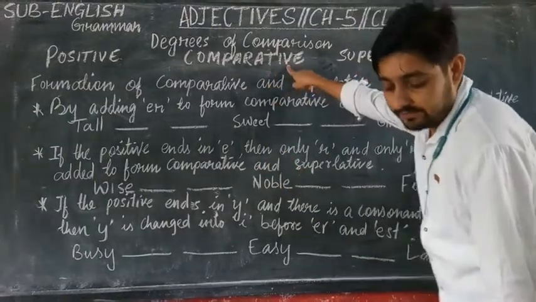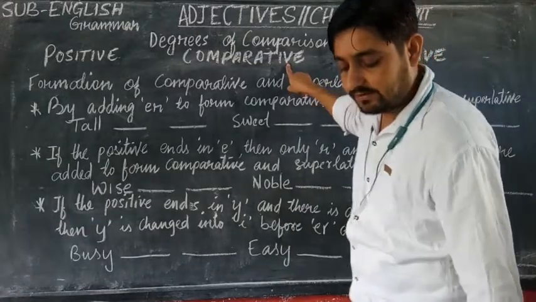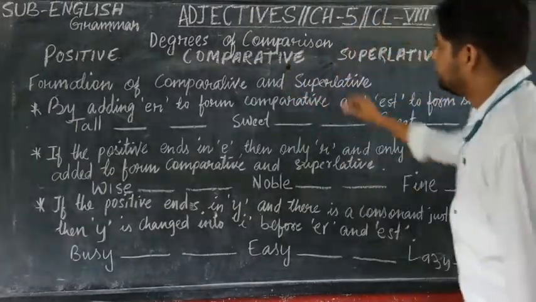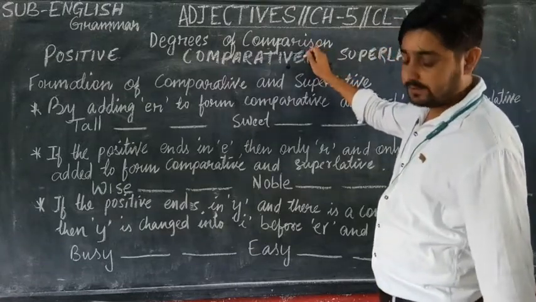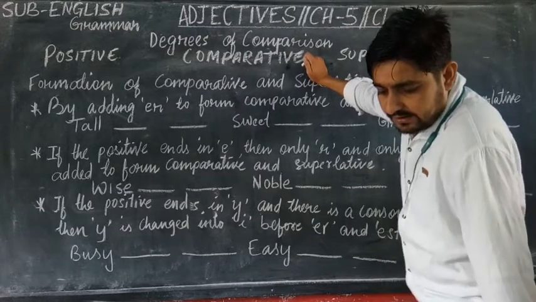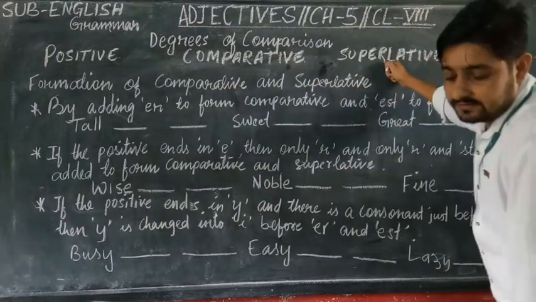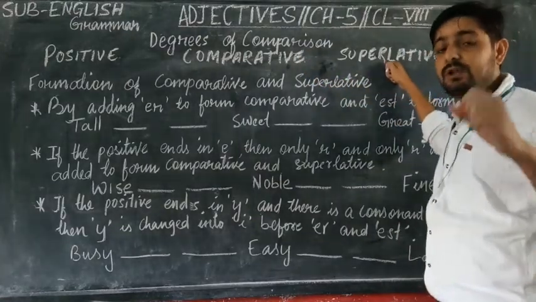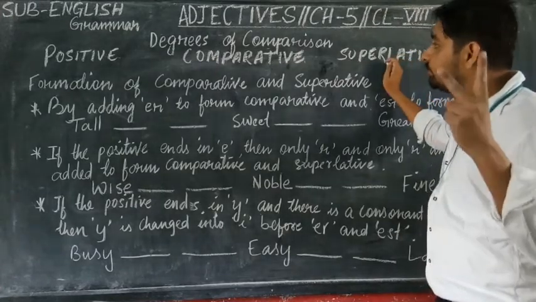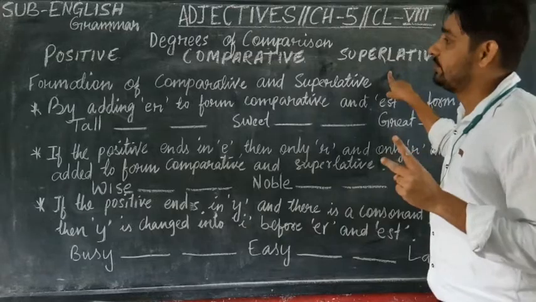Comparative, this degree of an adjective, is used when two things are compared. When two things are compared, then we use the comparative. Then the superlative degree is the highest degree, and it is used when more than two things are compared. When more than two things are compared, then we use the superlative.